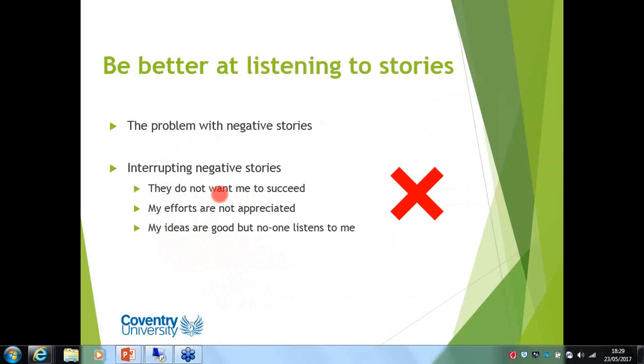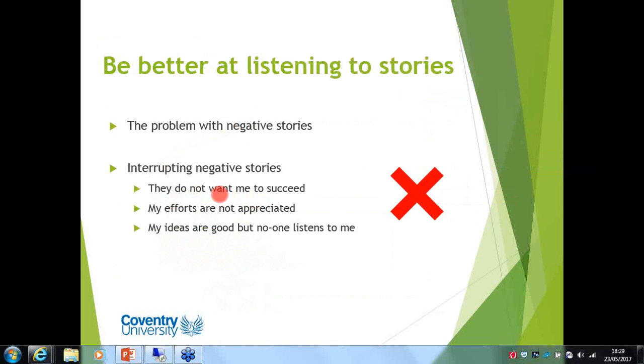And as a manager, I think you have a responsibility to simultaneously listen and try and absorb what actually is happening here, but also to try and interrupt these stories, because ultimately negative stories are quite damaging to the atmosphere in a workplace. They can be quite draining. They actually sort of drain energy from people.